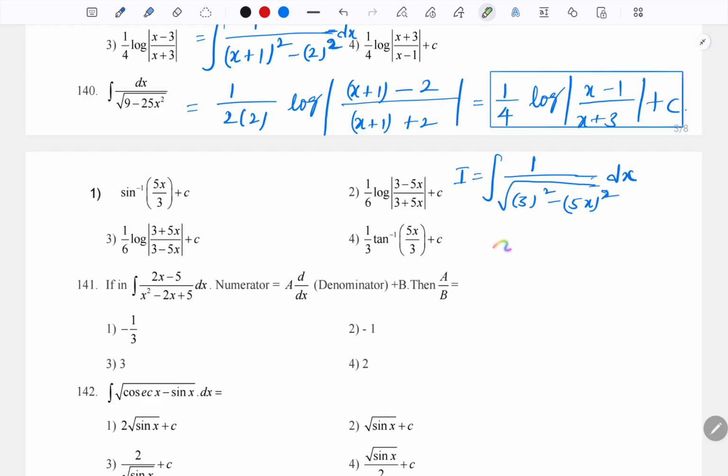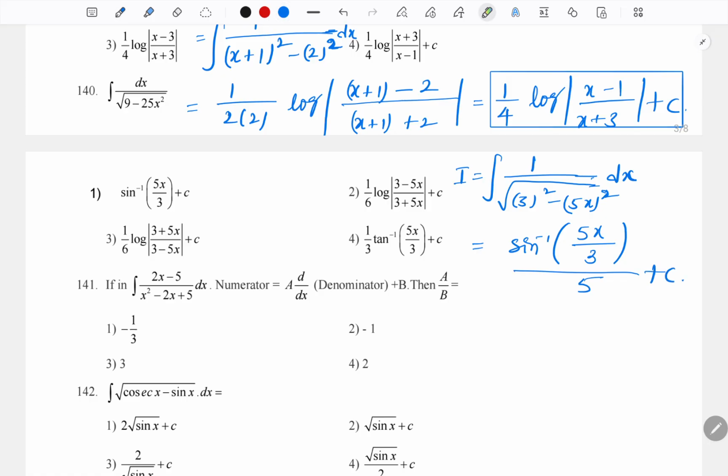Yes, it is integral 1 by square root of a square minus x square dx equal to sine inverse x by a plus c, right? Now this is our standard form. Then it is sine inverse, instead of x it is 5x by a, which is 3, right? The x coefficient is 5, so I will divide by 5. So my answer is sine inverse of 5x by 3 plus c, right?